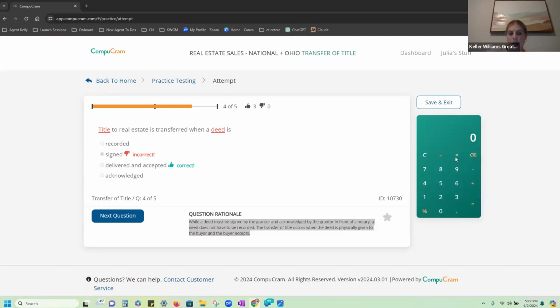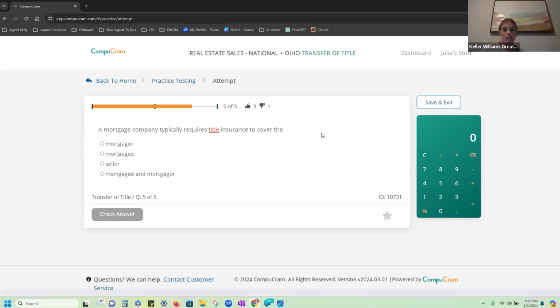Oh, that was tricky. So title to real estate is transferred when a deed is delivered and accepted. A deed does need to be signed, so that is also a correct answer, and acknowledged by the grantor. So all these are technically right, but the best answer is going to be delivered and accepted because the transfer of title occurs when the deed is physically given to the buyer and accepted. So when this specific action is done, delivered and accepted, then the title to real estate is transferred. But all these are incorporated in the deed, so that was hard.